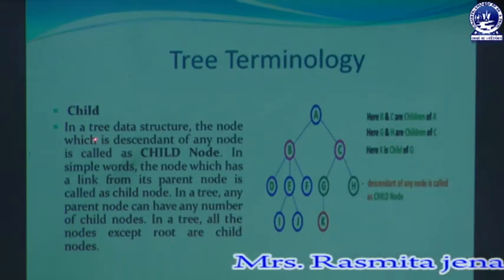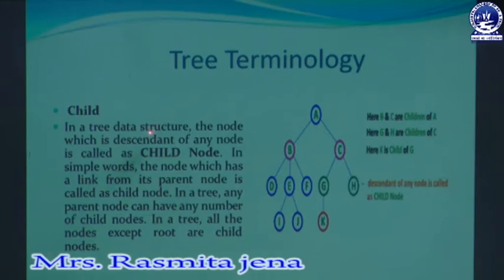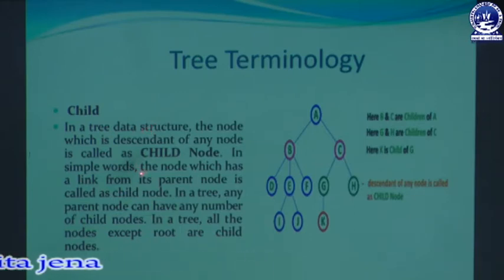The next terminology is child. Child node means, in simple words, the node which has a link from its parent node is called the child node. You can see nodes B and C are linked from node A. So here B and C are the child nodes of node A, and in the same way G, H are the child nodes of node C, and D, E, F are also the child nodes for node B, I, J are the child nodes for node E, and K is the child node for node G.